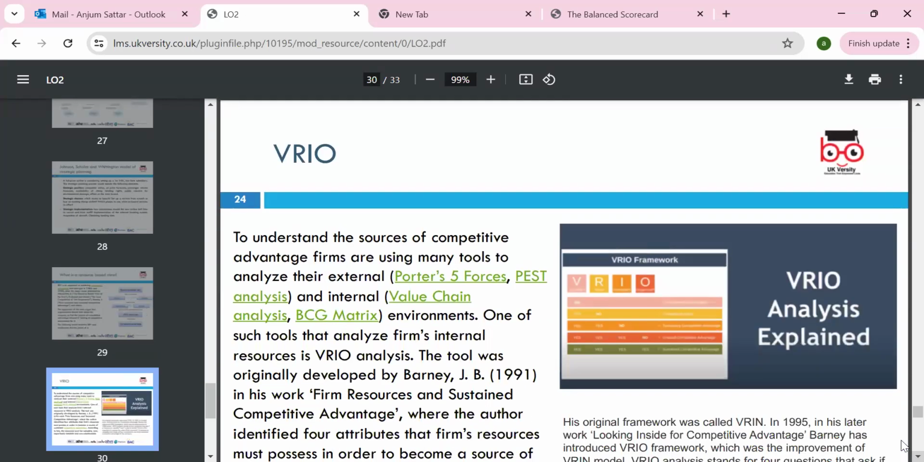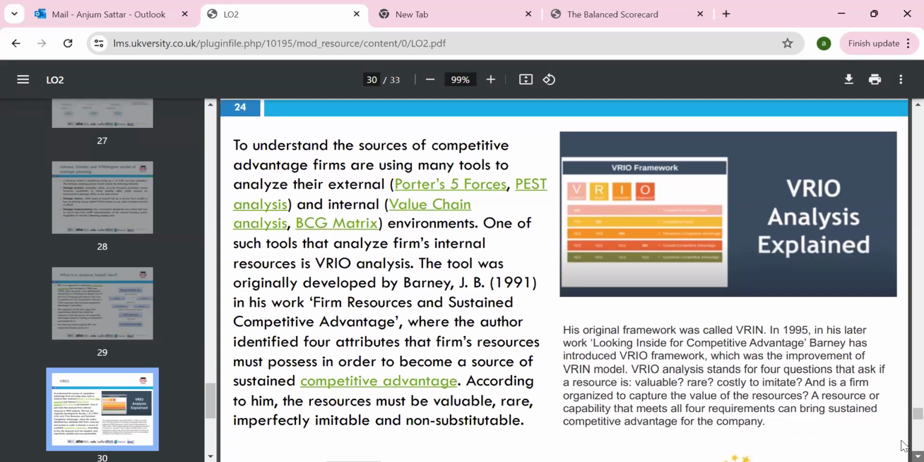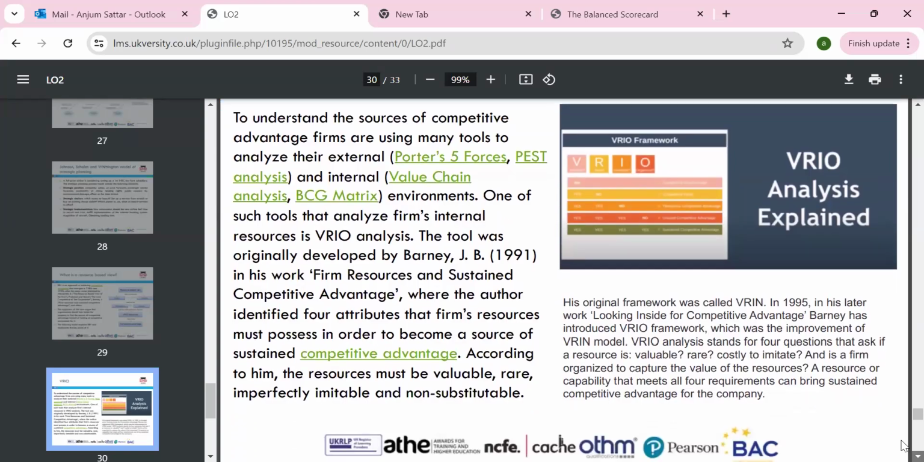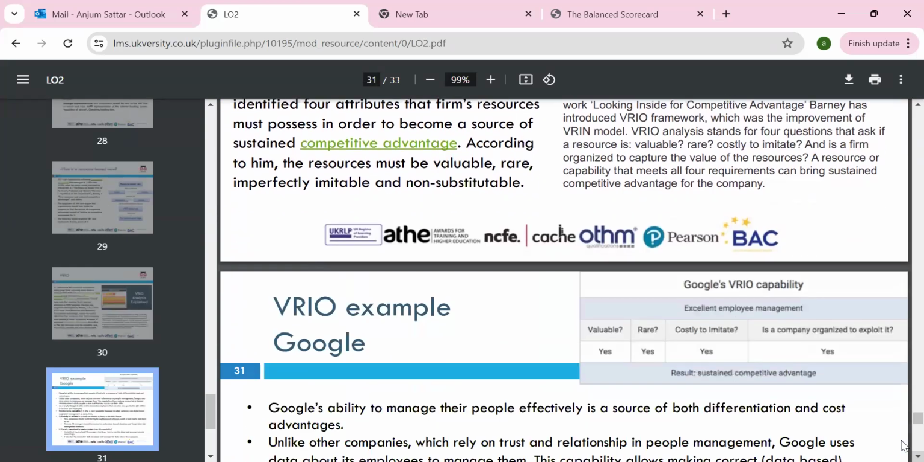So we can look at the VRIO model, which is quite good, in the financial, the human, and other physical resources that exist in the organization and bring competitive advantage in the light of the five forces. BCG is known as the Boston Consulting Group Matrix, which has the star, cash cow, problem child, and these are the products we discussed in a previous lesson as well.